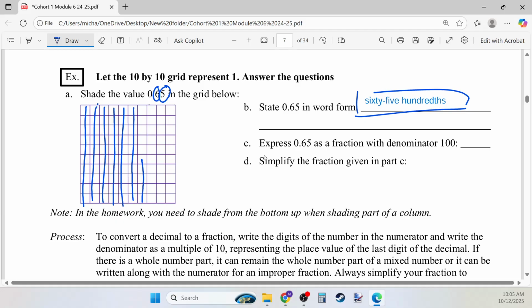We want to represent this as a fraction with a denominator of 100, so it's 65 out of 100, but we cancel a 5 from the top to get 13, and from the bottom to get 20. This is the simplest form of the fraction in lowest terms.